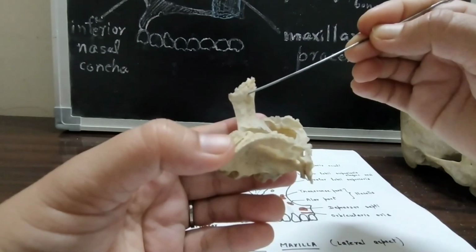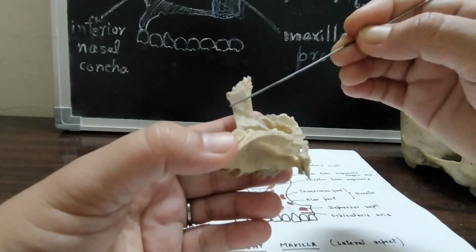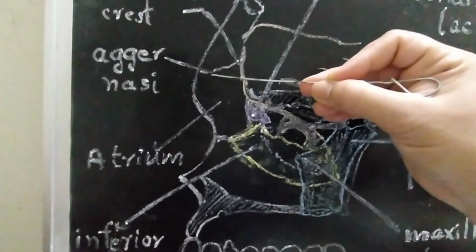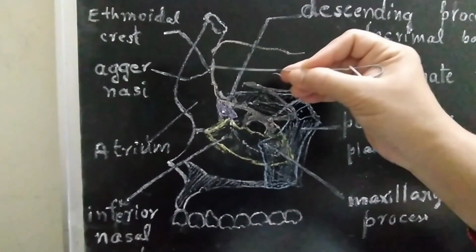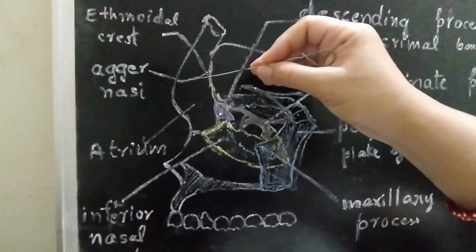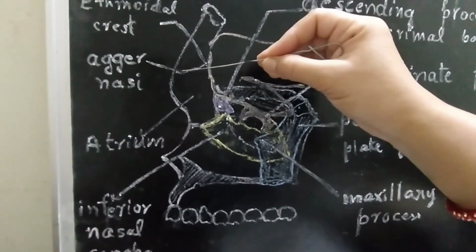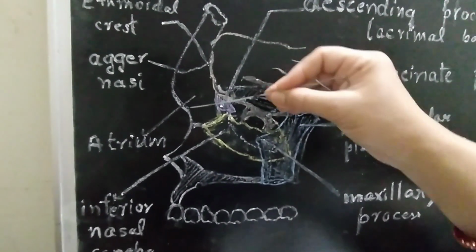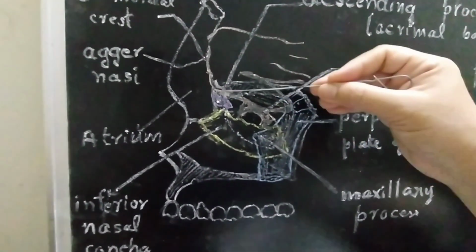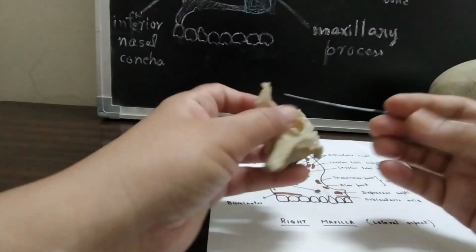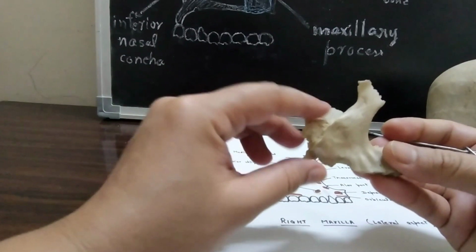On the ethmoidal crest, anteriorly there is a small ridge which is the agger nasi. We can see here, this is the ethmoidal crest. The posterior part articulates with the middle concha, which is a part of the ethmoid bone, and the anterior part is known as the agger nasi. The part between the conchal crest and this is the atrium, which is the anterior expanded part of the middle meatus. So this was about the frontal process.